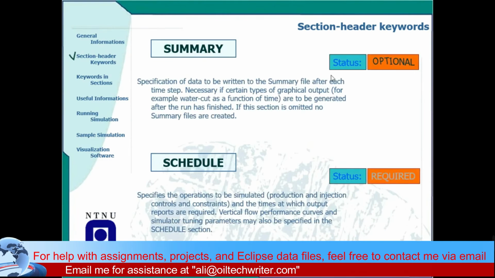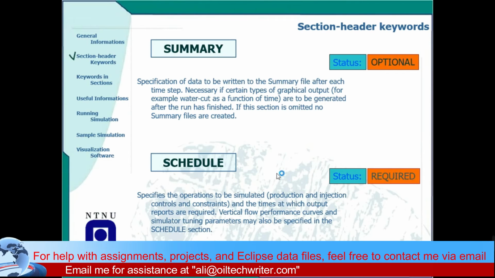Then we have the SUMMARY section. Summary tells us what results you want. This is optional, meaning you don't need to put in all the things. There is a lot of summary output that can be generated here, but at least some of them are compulsory. For example, field oil production rate, field total production in 10 years, and so on. So we have to put all the information about the summary here.